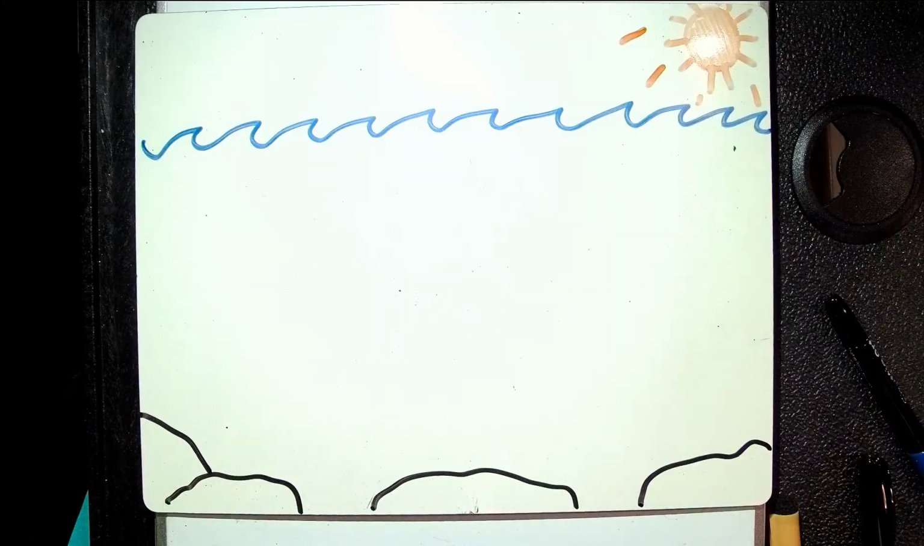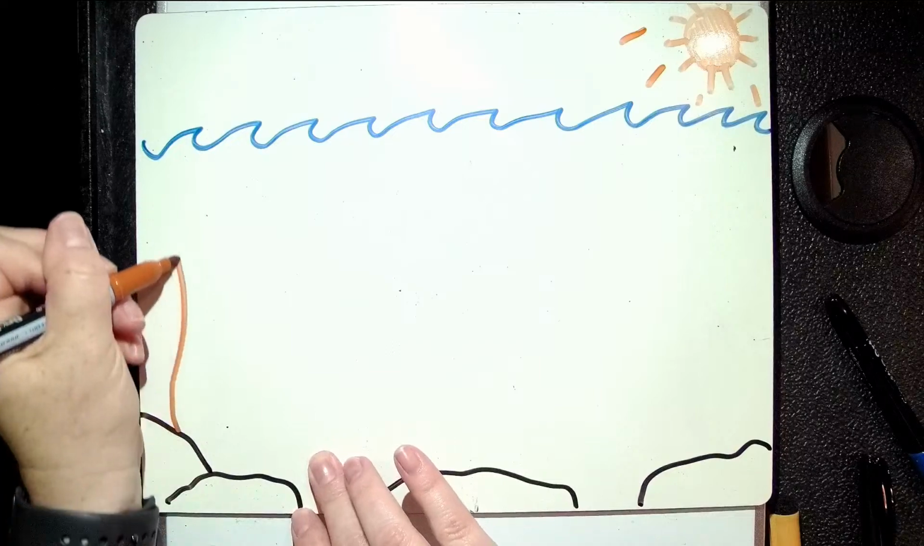And then I'm going to use kind of a brownish color. You can use green, you can use whatever colors you have available if you're drawing along. And I'm going to draw my kelp.